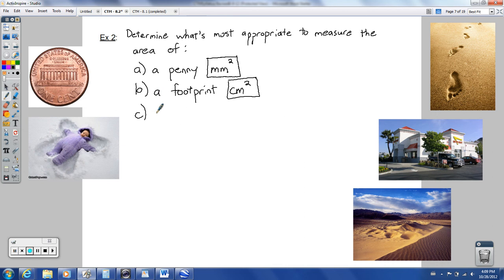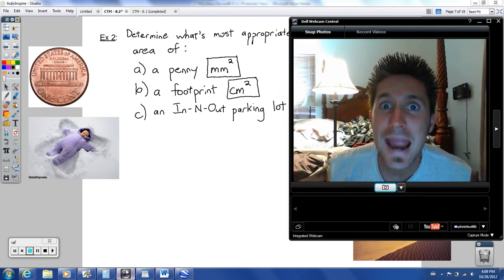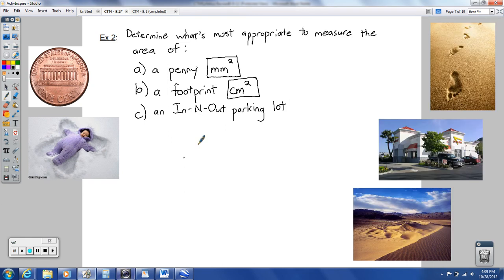An in and out parking lot. One of my favorite restaurants in California, especially fast food wise. I just feel like they got good fresh ingredients and the burgers taste amazing. Okay, yes they do.